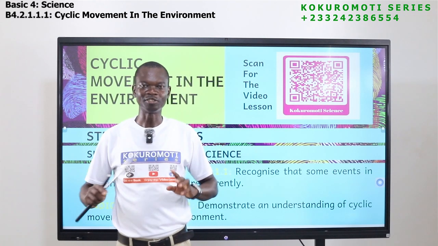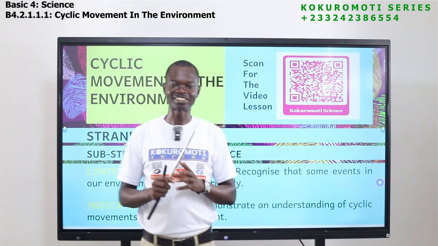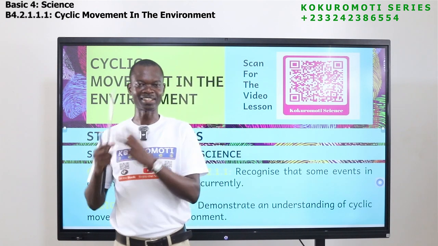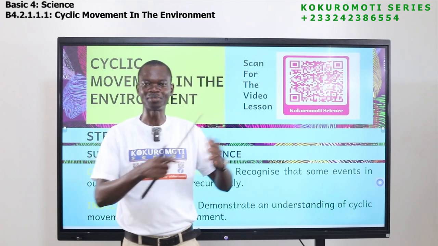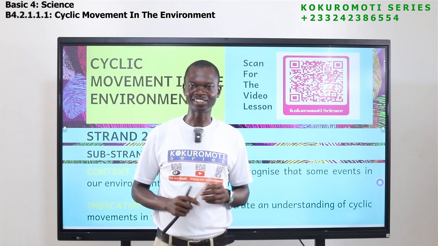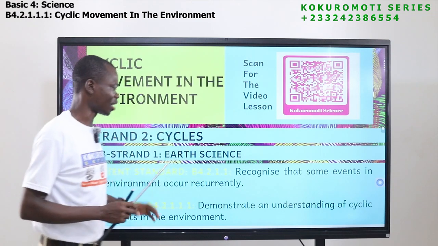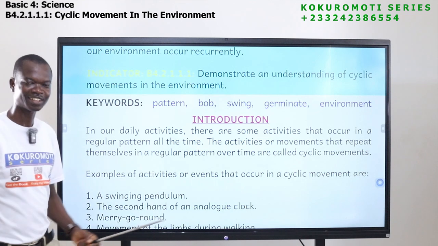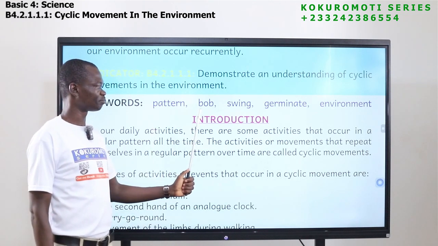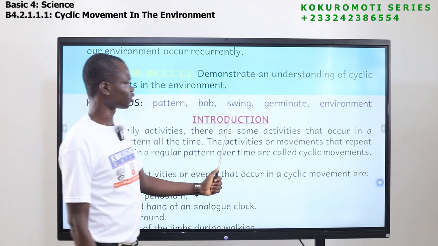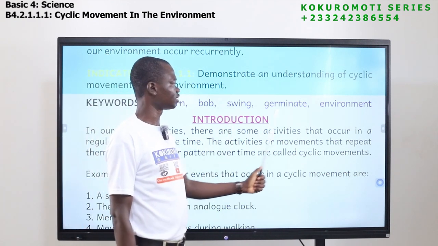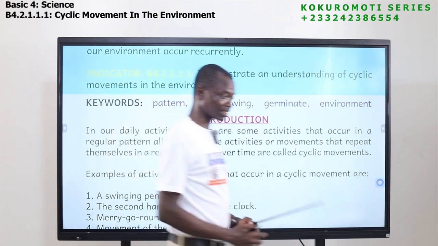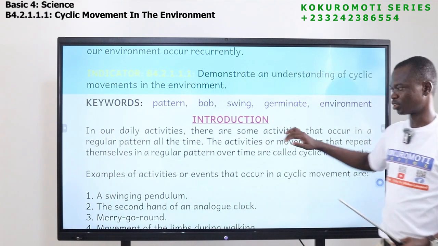So today's lesson, we are going to look around the things around us. Some of them happen and happen over a period of time. Okay, so let's look at them. But before that, there are some keywords. These are the keywords. The first one is pattern. We have this, bob, swing, germinate, environment. So these are some of the words that you see. You get to understand them, don't worry.